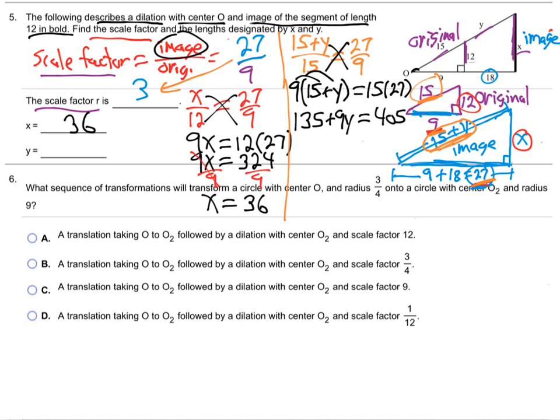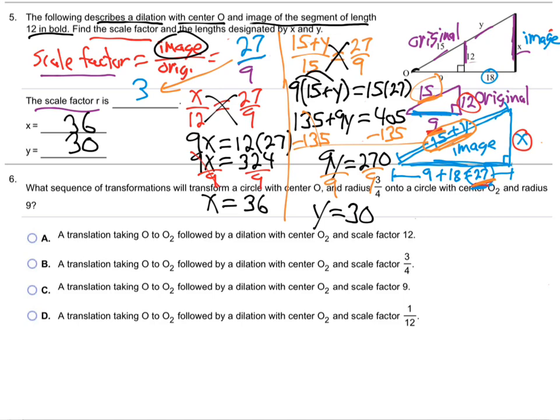Got to solve here. Let's subtract 135. And we get 9y equals, what is that, 270 or something? Yeah, 270. Last step to finish solving for y, divide by 9. And y equals 30. So y is 30. So we got it. All right, good.